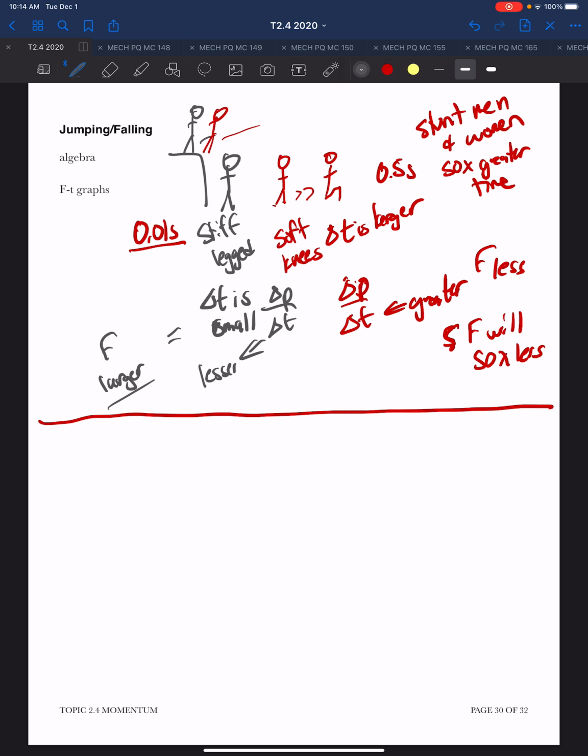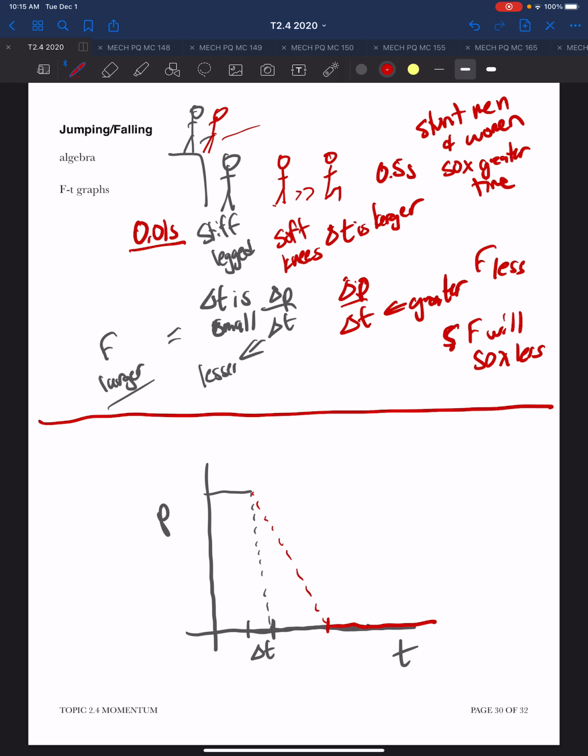So what do these graphs look like? We'll look at the momentum and the time. So at the instant before the stiff-legged one has an impact, it's got a high velocity, which means a large momentum, and then it comes to a stop. And so its momentum is 0. And that change in momentum occurs over a small delta t. Well, in the case of the soft-legged person, they extend that amount of time for their momentum to become 0. And so we can see their delta t is larger.